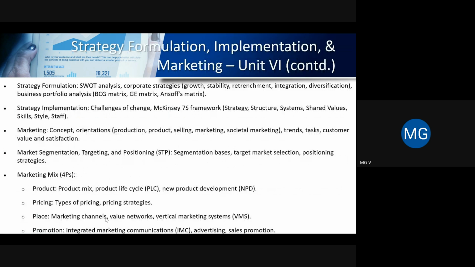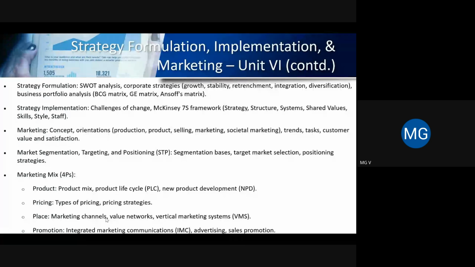Now, the second part of this unit 6 is focusing on strategy formulation and implementation, and we will also start discussion on marketing as per the syllabus prescribed by the UGC for the NET examination. Yes. So strategy formulation involves developing strategies based on the analysis of external and internal environments. SWOT analysis summarizes the organization's strengths, weaknesses, opportunities, and threats.